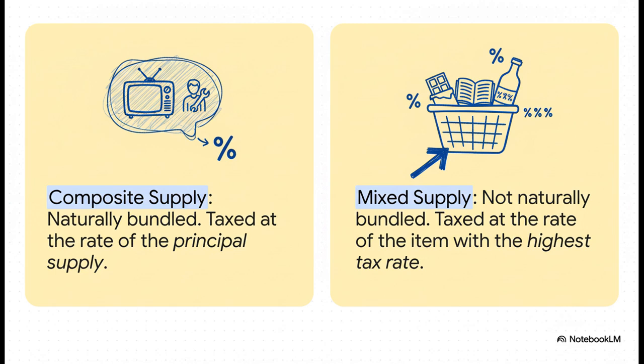Now, a mixed supply is an artificial bundle, like a gift basket with some chocolates, a book, and maybe some juice. In that case, the rule is easy. The entire basket gets taxed at the rate of whatever item in there has the highest tax rate.